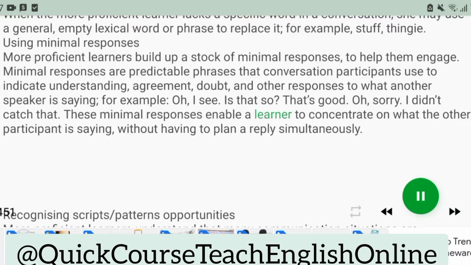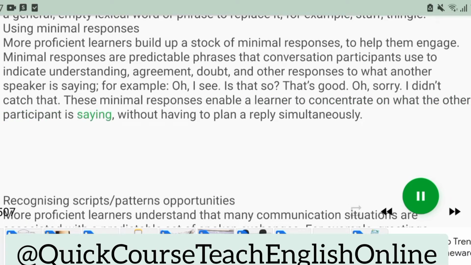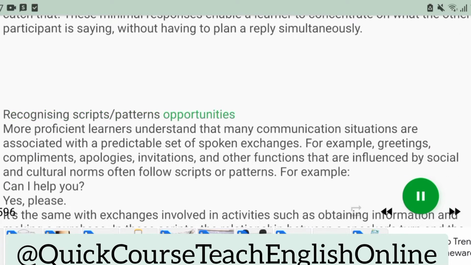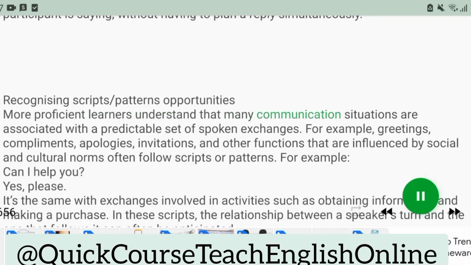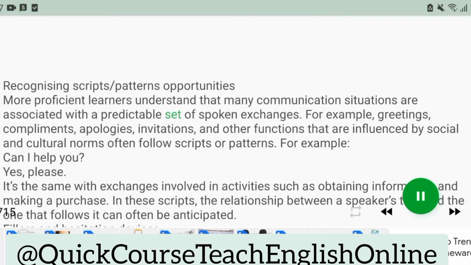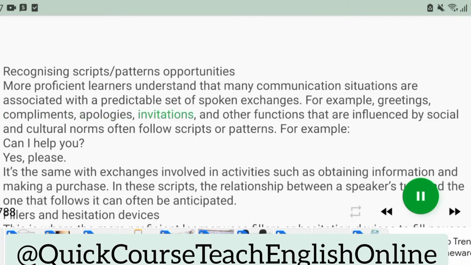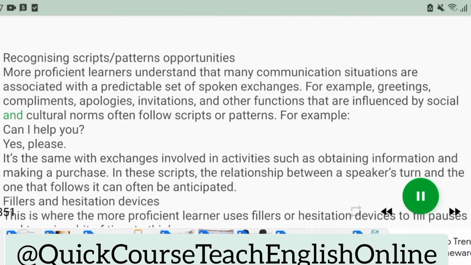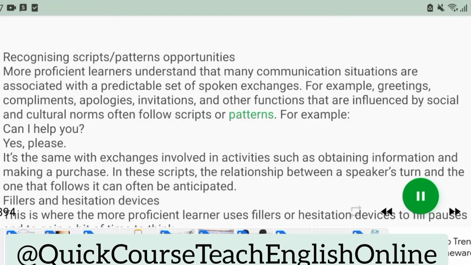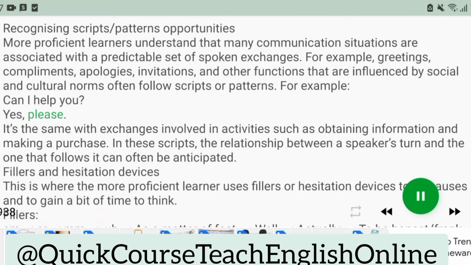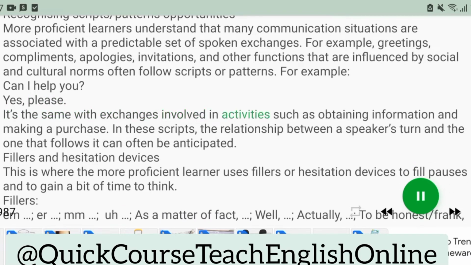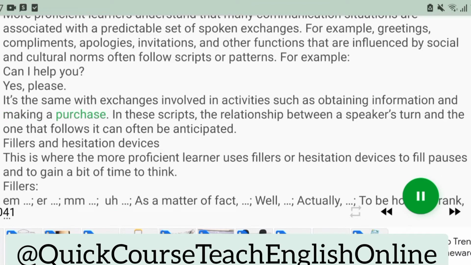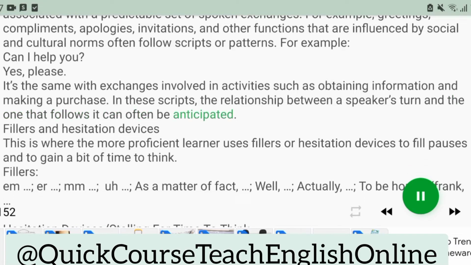These minimal responses enable a learner to concentrate on what the other participant is saying, without having to plan a reply simultaneously. Recognizing scripts, patterns, opportunities. More proficient learners understand that many communication situations are associated with a predictable set of spoken exchanges. For example, greetings, compliments, apologies, invitations, and other functions that are influenced by social and cultural norms often follow scripts or patterns. For example, can I help you? Yes, please. It's the same with exchanges involved in activities such as obtaining information and making a purchase. In these scripts, the relationship between a speaker's turn and the one that follows it can often be anticipated.